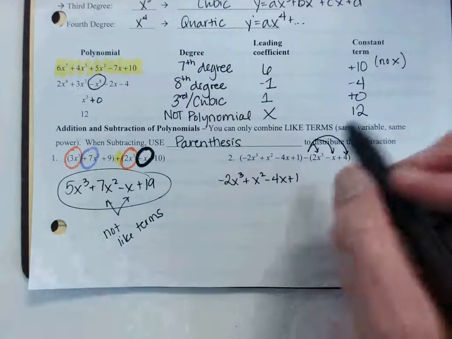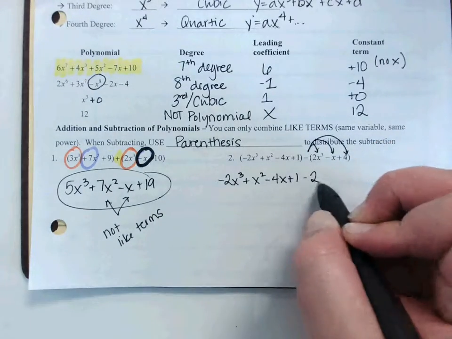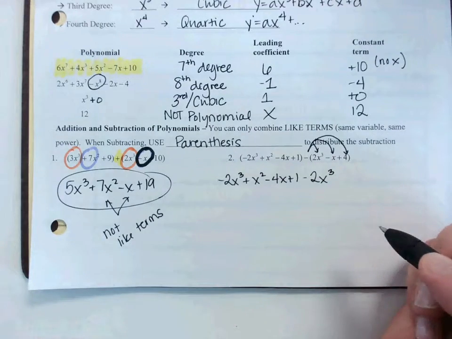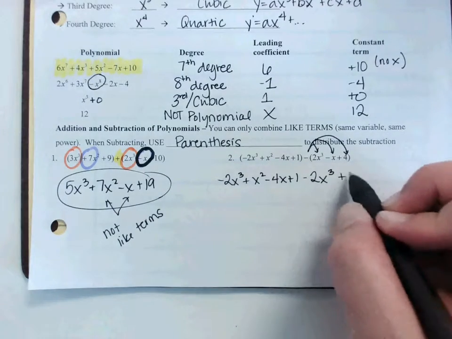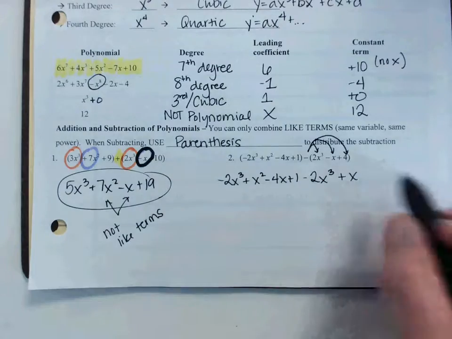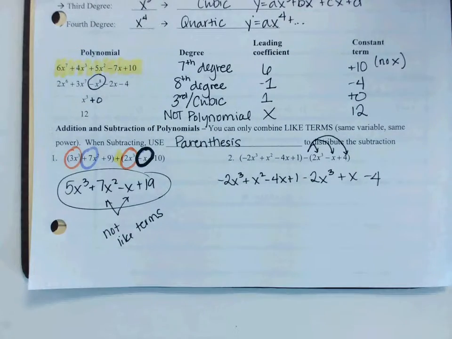But then now it's a minus 2x cubed. And what happens to minus negative x? Turns to a plus. Then the minus on the 4 is a minus. And after you distribute that negative, you don't need the parentheses anymore. You're going to put your like terms together.